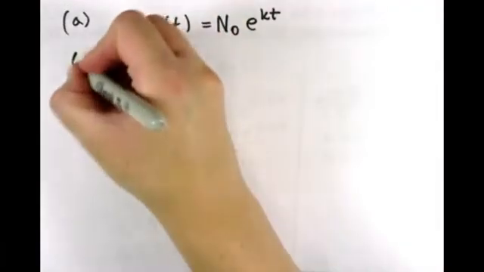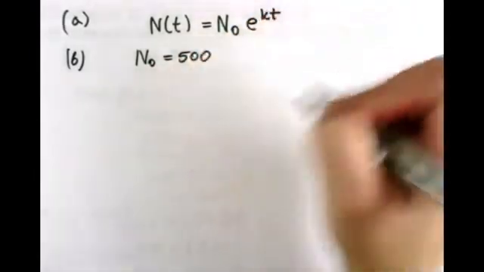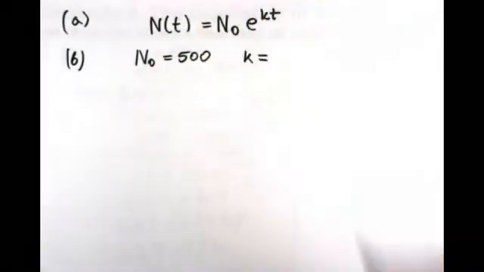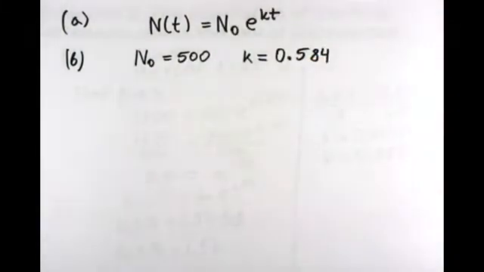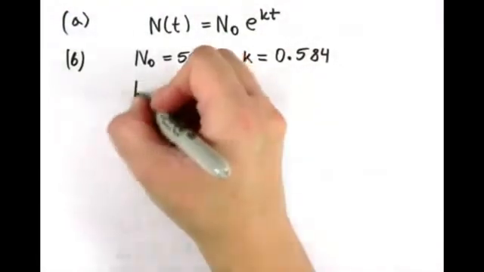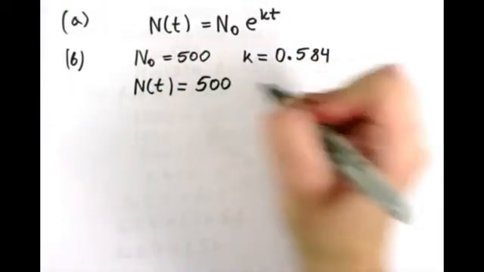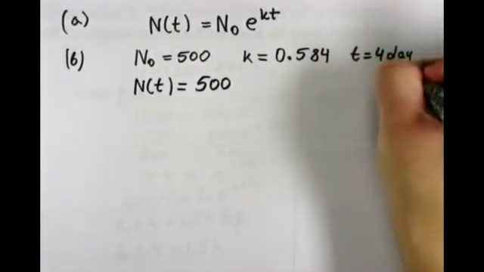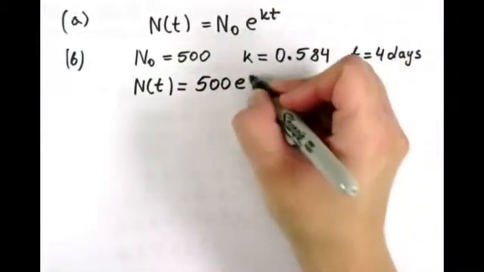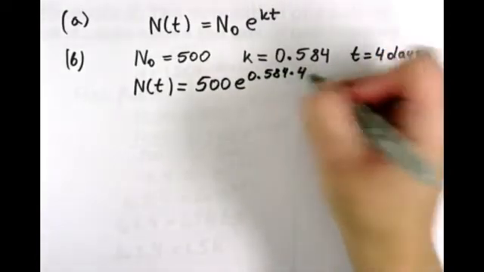Part B keeps going. I still have my initial amount is 500 insects, and I just calculated my growth constant, which is 0.584 after rounding up. So they ask us what's the population n at t, and we have 500 and after t 4 days is equal to e to the power 0.584 times 4 days.